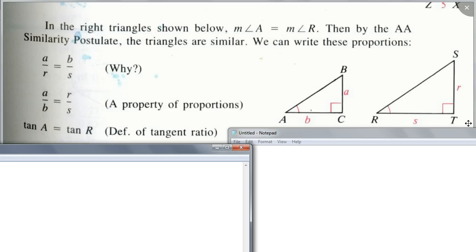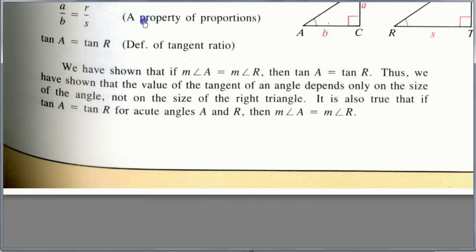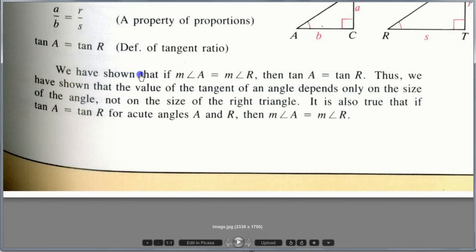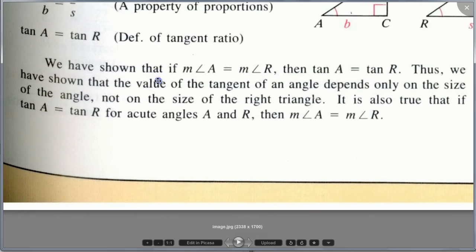But that's later. So what we got here is, it doesn't matter, as long as two triangles are similar, the tangent ratio would be the same. So the tangent ratio of angle A is equal to the tangent ratio of angle R. That's what it says right here. Tangent of A is equal to tangent of R, as long as the two triangles are similar. Does that make sense? This is important because knowing this, we could actually do some examples that involve tangent.